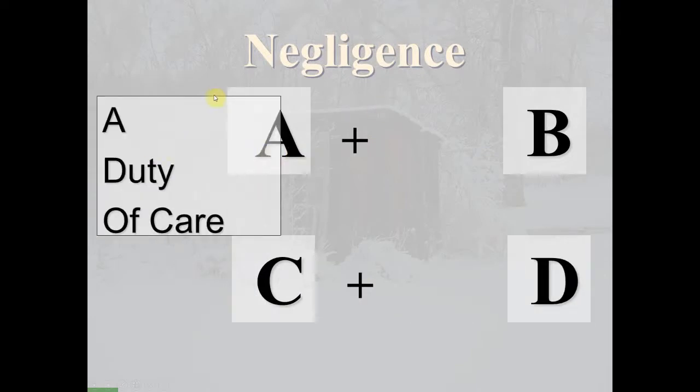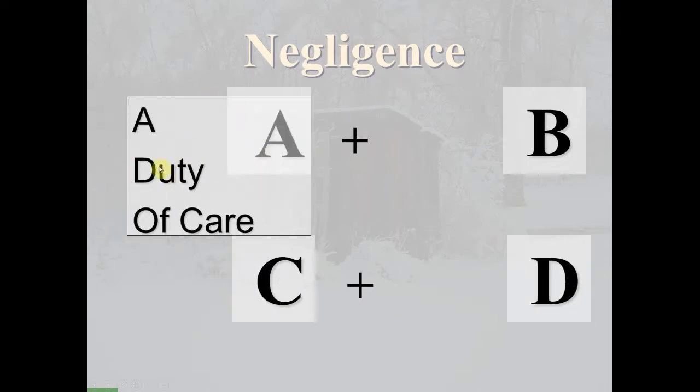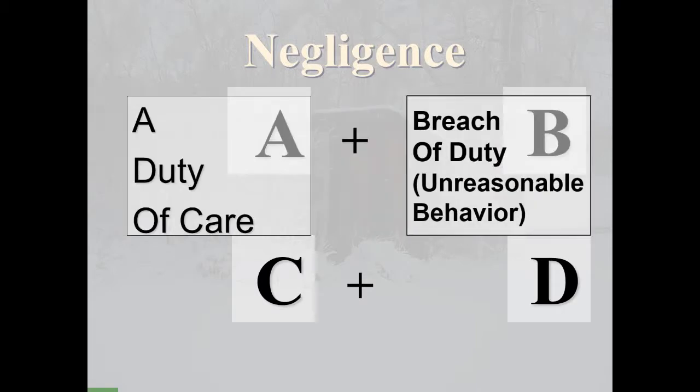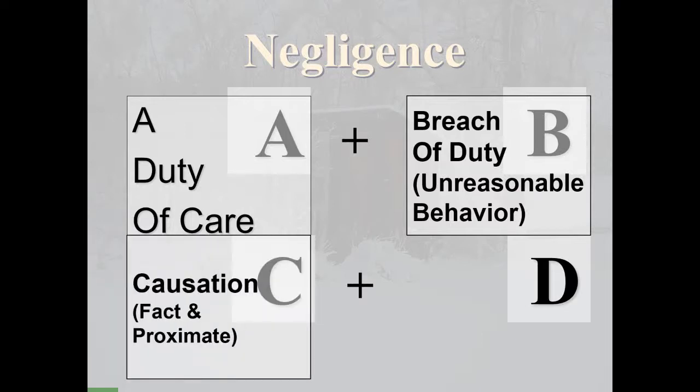So in order for negligence to take place, we have to establish that there was a duty of care, that you're responsible for your house, your car, whatever that case may be, that you breached that duty. You participated in some kind of unreasonable behavior that, in fact, caused harm. Causation, and we have in fact and proximate.